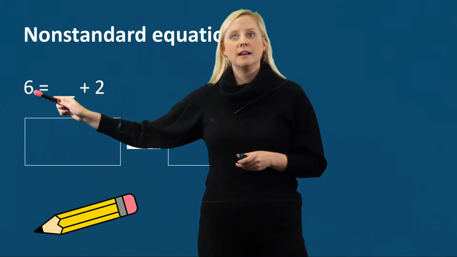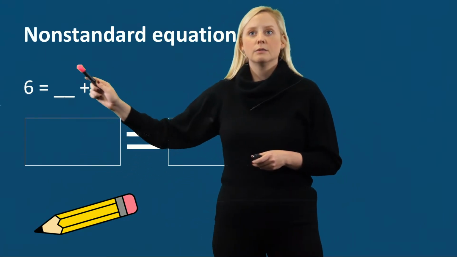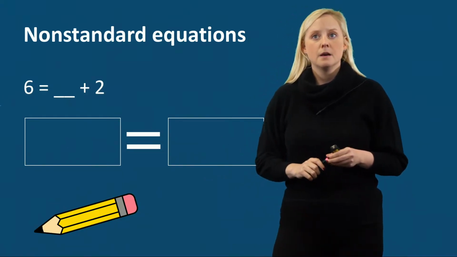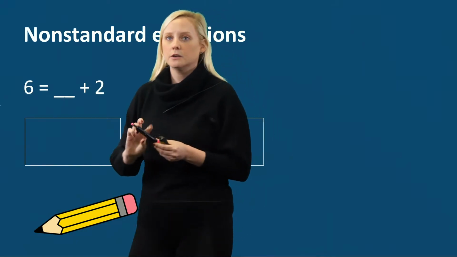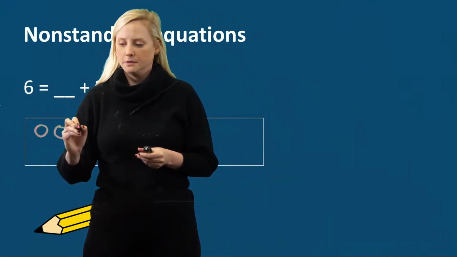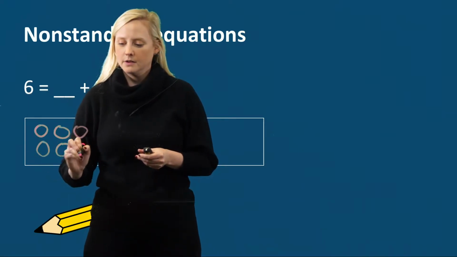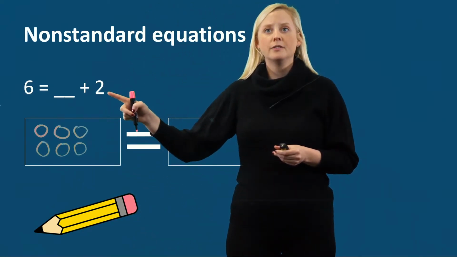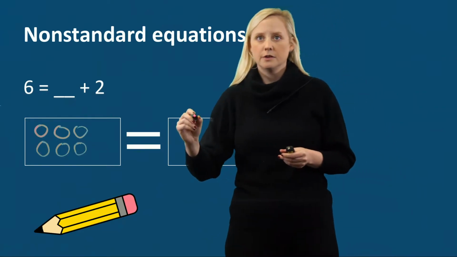Again, what's on the left side of the equal sign up here corresponds to this box here. What's on the right side of the equal sign over here corresponds to this box here. So I have 6 on the left side of the equal sign. So let's draw 6 circles. 1, 2, 3, 4, 5, 6. 6 circles on the left side. On the right side of the equal sign, I see a 2. So let's draw 2 triangles over here.